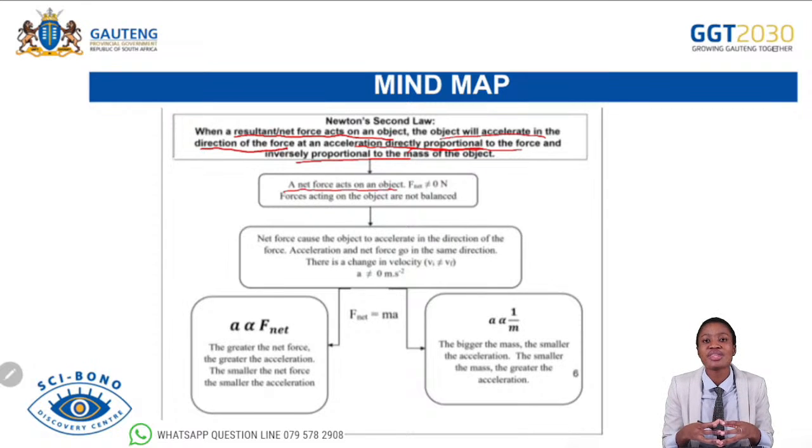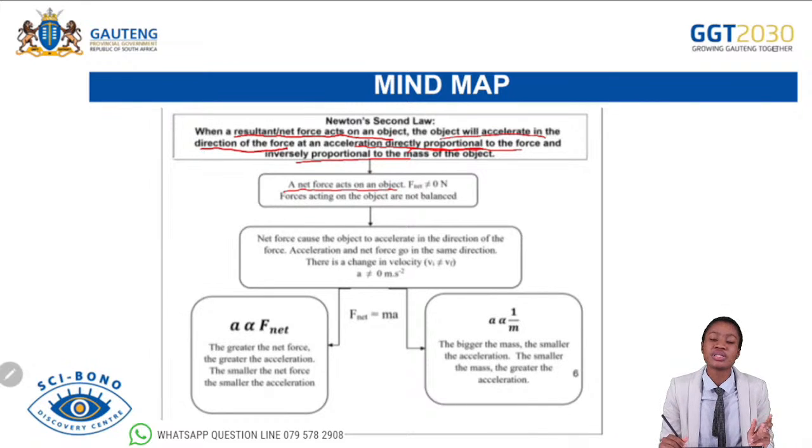So that tells you that the net force cannot be equal to 0. This is not the same as Newton's first law. We know that in Newton's first law, the net force is 0. There are forces acting on the object, but they just add up to 0. In this instance, the net forces do not add up to 0.